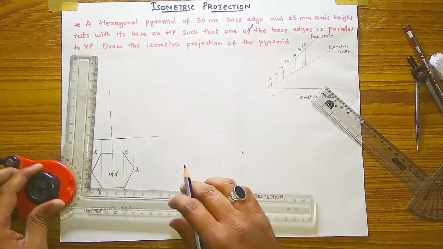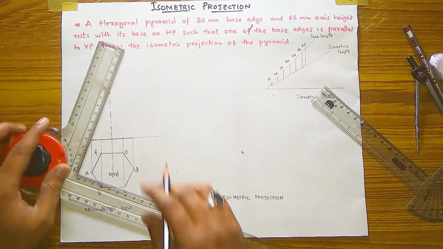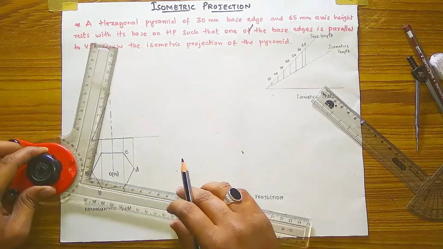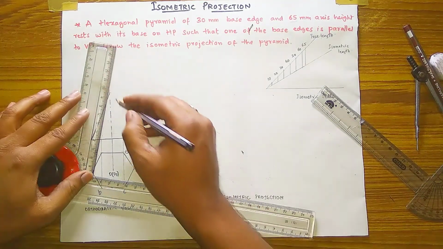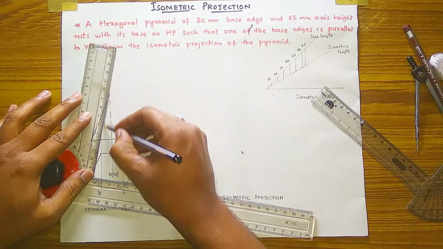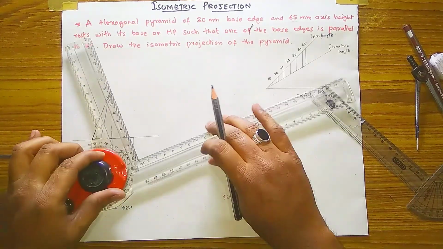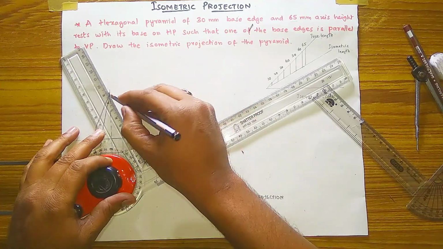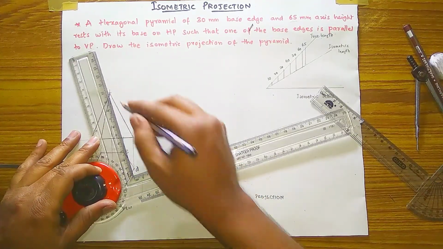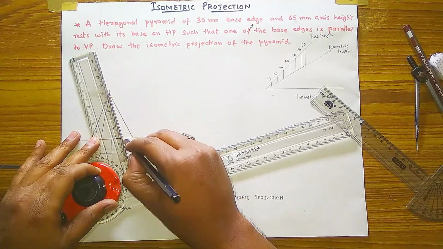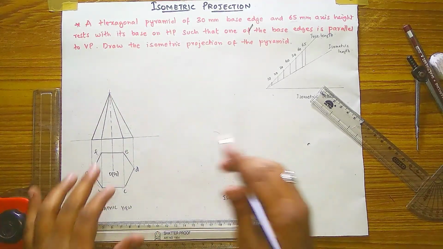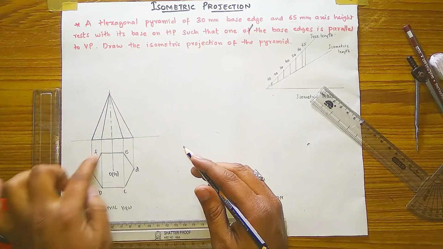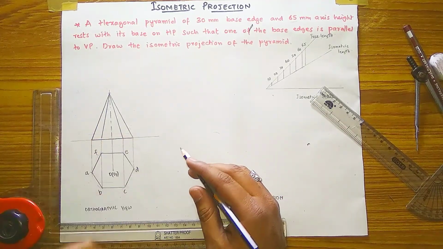Then you have to draw the slant edges from that point to draw the pyramid. Now after that you have to label this pyramid up and down. So you have to see these points and label them here.